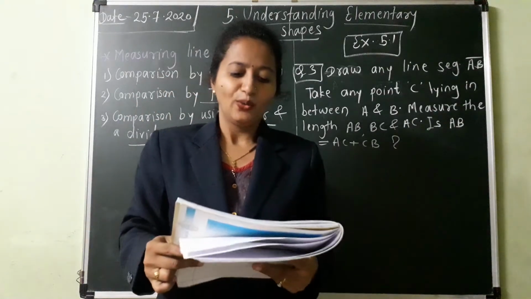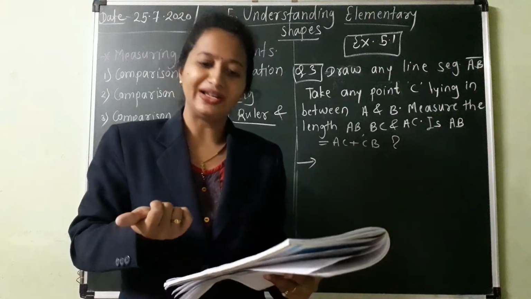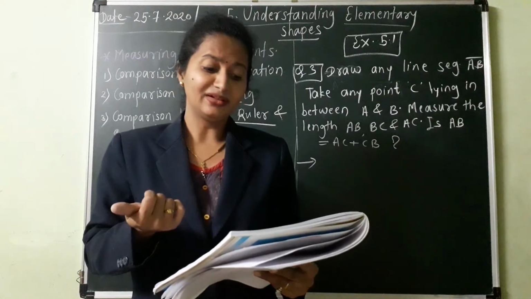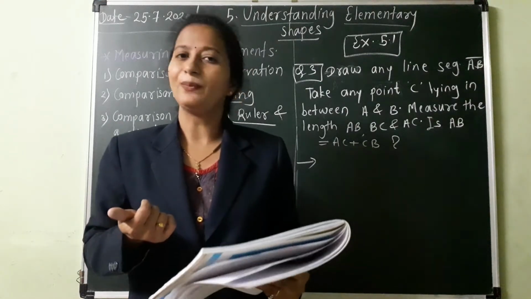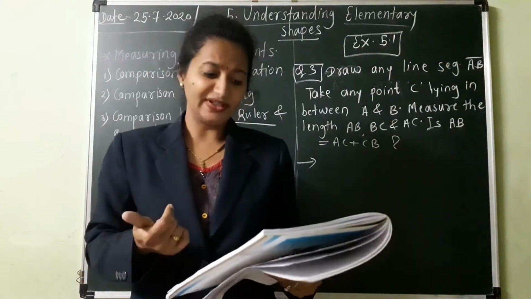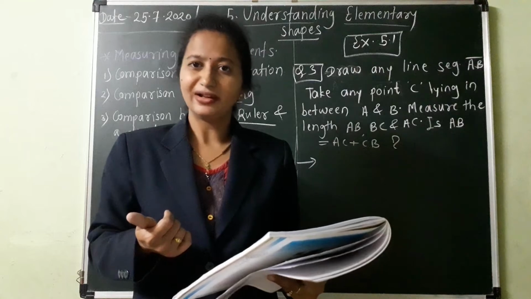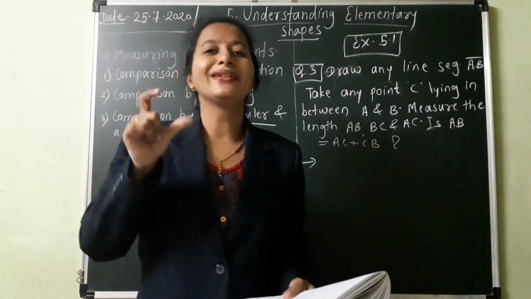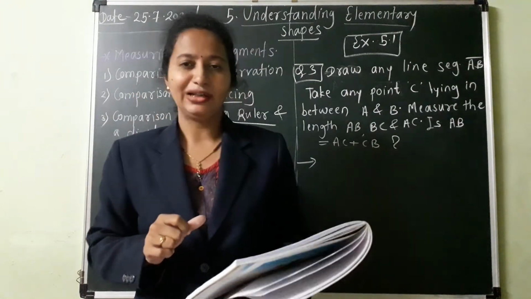Second question is, why is it better to use a divider rather than a ruler while measuring the length of a line segment? The thickness of the ruler may cause difficulty in reading the length, right? However, a divider gives an accurate measure of the line segment.